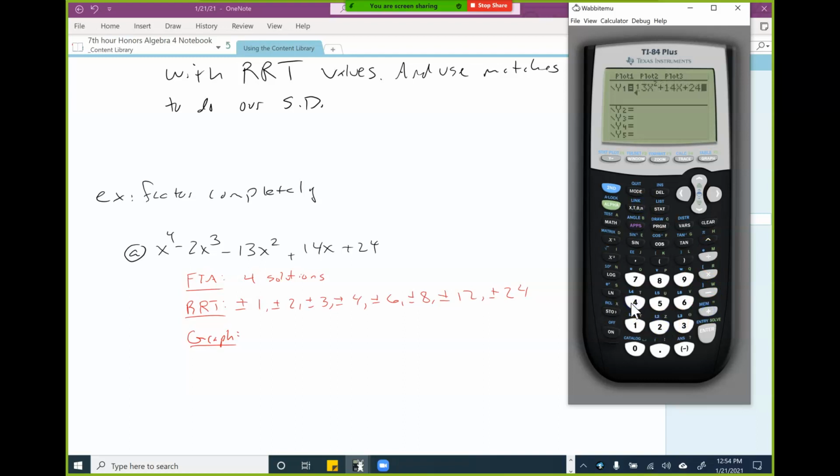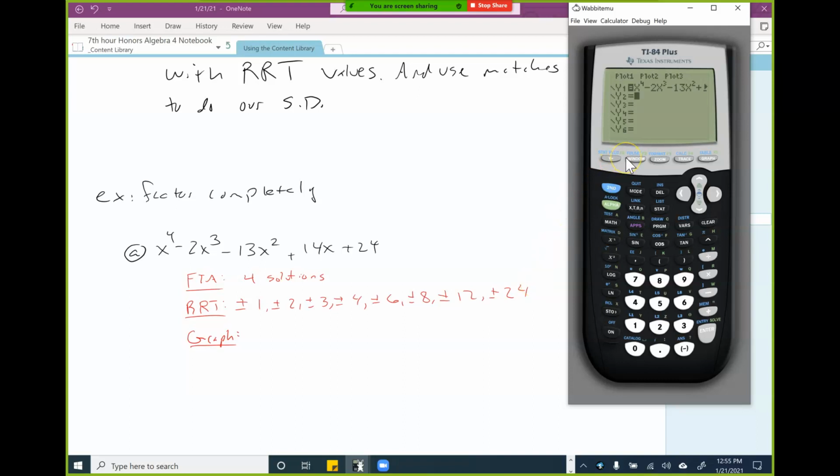And now I'm going to graph this, but I want to be careful about how I'm graphing this, because the parts that I care about are only these possible rational solutions, right? What's the smallest number on that list of possible rational solutions? Negative 24, right? Because everything is a plus or minus. What's the biggest number on that list? Positive 24. So I'm going to pick my window to reflect that. The smallest x value that I care about is negative 24. And the largest x value that I care about is positive 24.